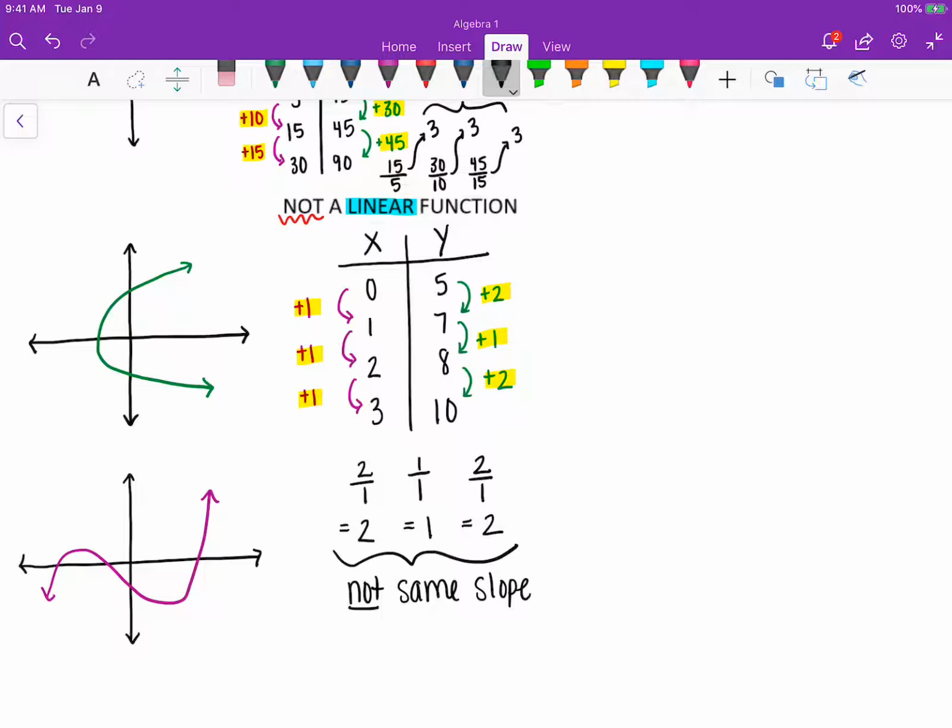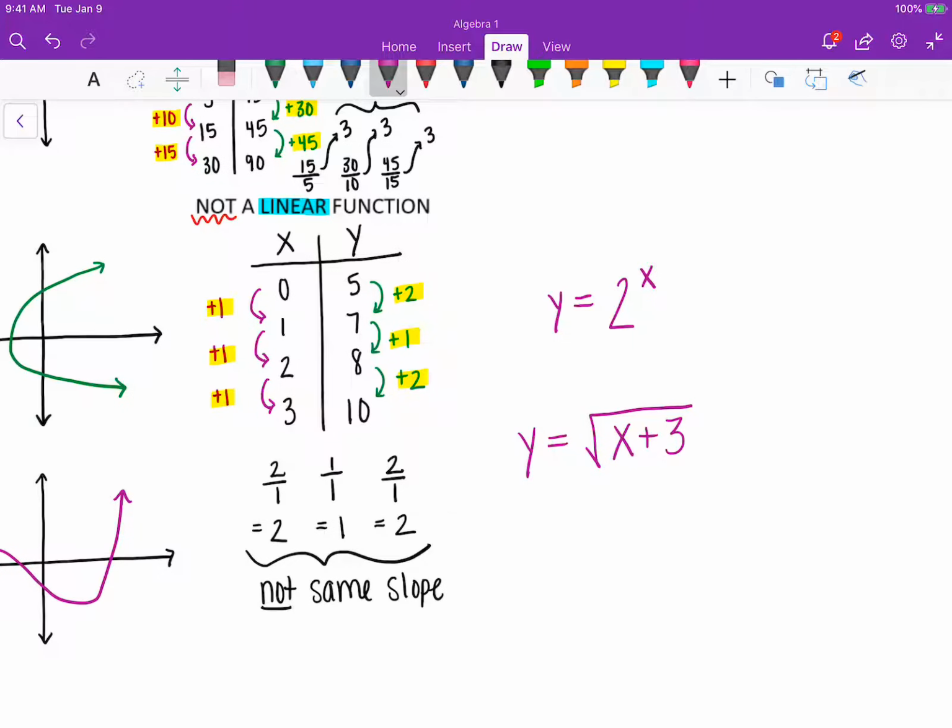And then lastly, I can give you lots of equations that are not linear functions as well. For example, if I did like this, 2 up to the x power, that is definitely not linear, because if you go back to that first page of notes, you're not allowed to have x's or y's up in the exponent. Here's another example. If I did the square root of x plus 3, you are not allowed to have x under a square root or y under a square root. So that breaks the rule. It's not a linear function.